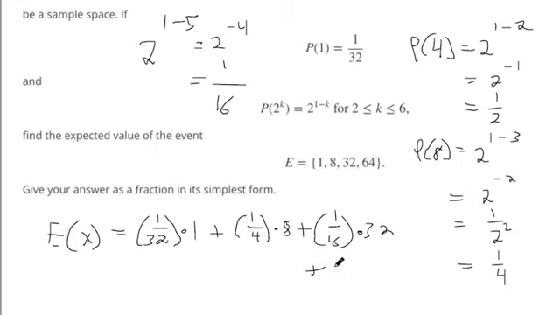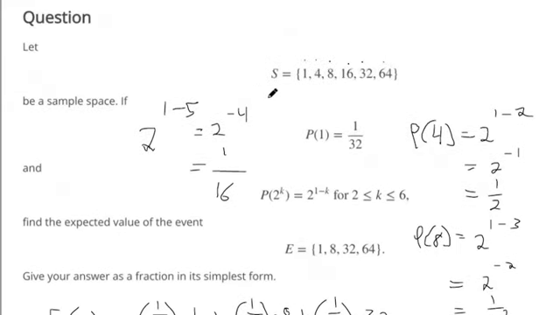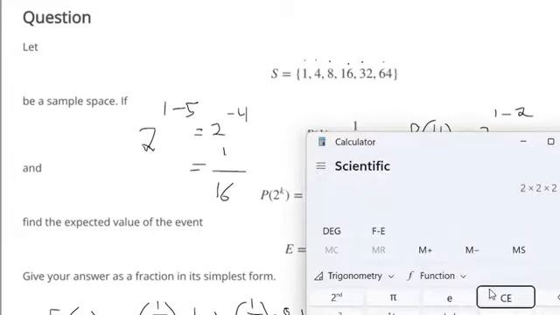And then the last one is 64. So that's the next one up. That would be 2 to the 1 minus 6. So that's 2 to the negative fifth. So in other words, that's 1 over 32.